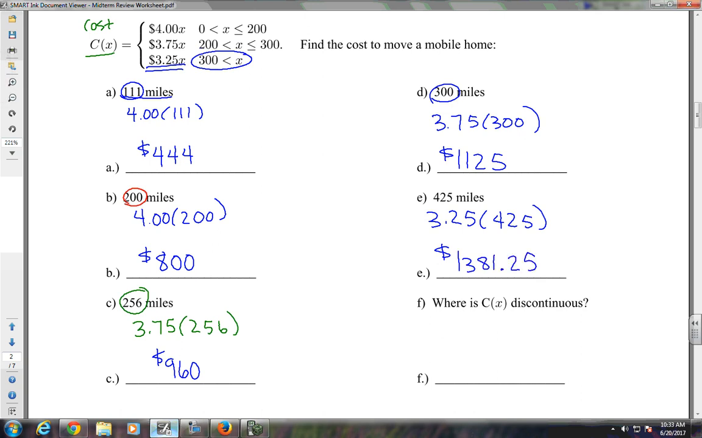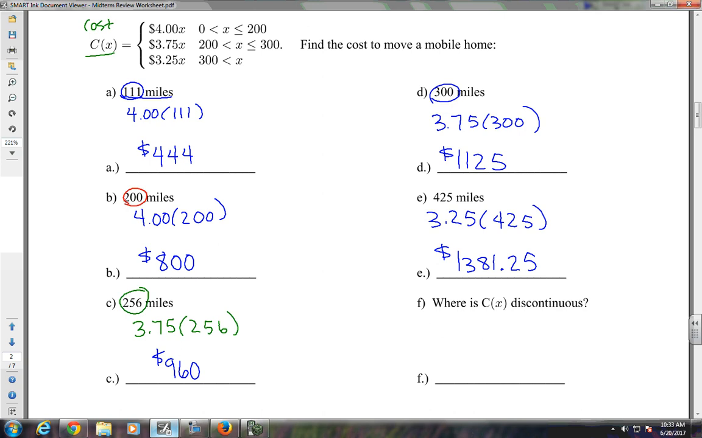So far, so good? Last question says, where is c of x discontinuous? We're basically looking for where are the breaks in this function. Well, if I look at the endpoints of these intervals, that's where I'm going to locate the discontinuities.